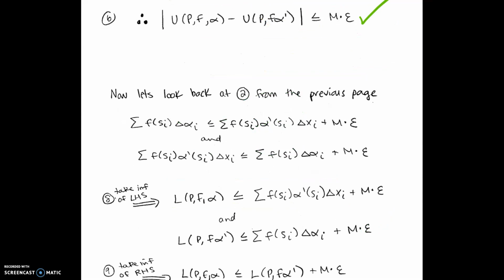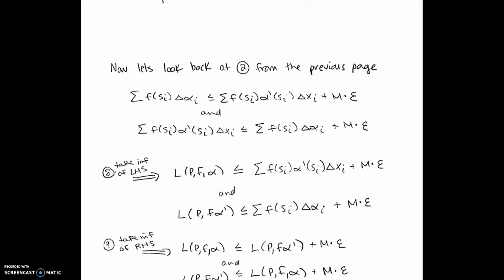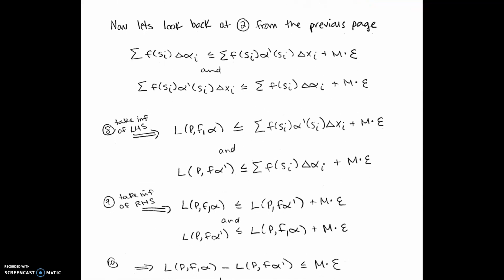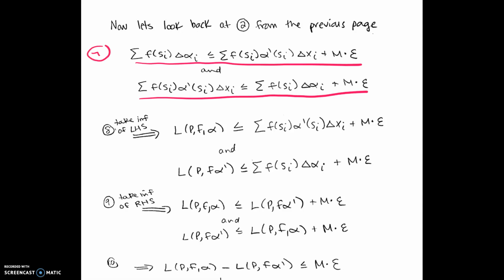In part C, we also want to prove the same statement but with the lower sums. So we're going to look back at our step 2 from above. Our step 2 from above were these two inequalities. Well, this was step 7. Before, we were looking for the upper sum, so we took the sup. Now we're looking for the lower sums, so we're going to take the inf.